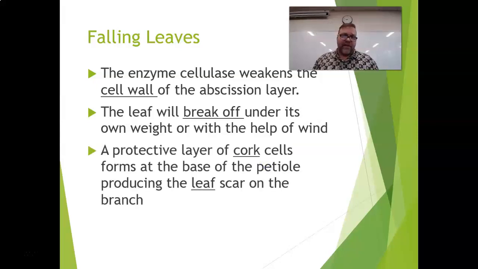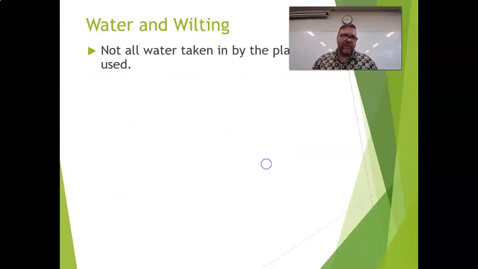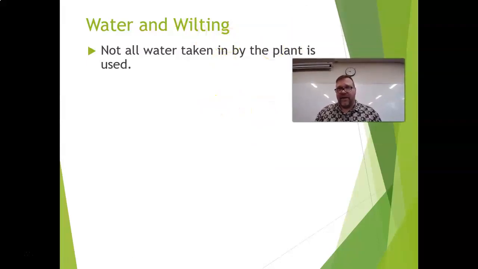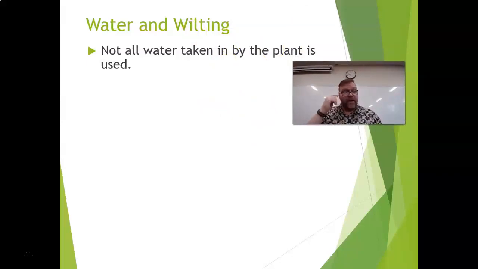The protective layer of cork cells formed at the base of the petiole produces a leaf scar on the branch. So there's a little tiny scar on the branch where the leaf was, and that seals it the same way your body seals a cut by just healing up over itself. And then the leaf falls to the ground and dies. It's terrible. But anyway.